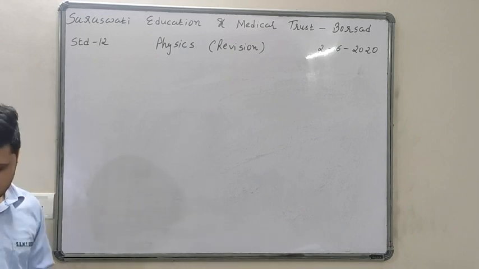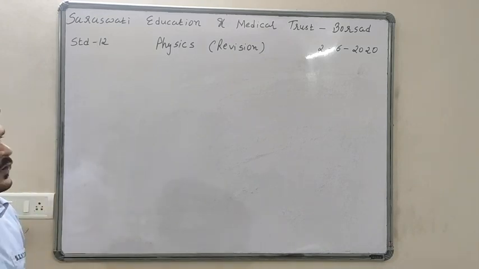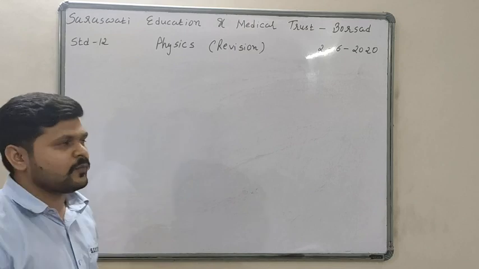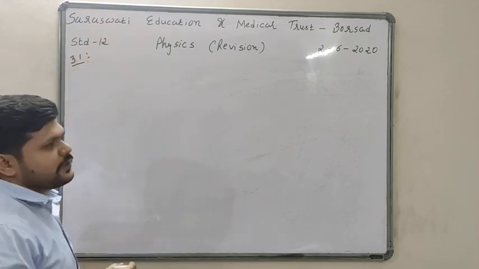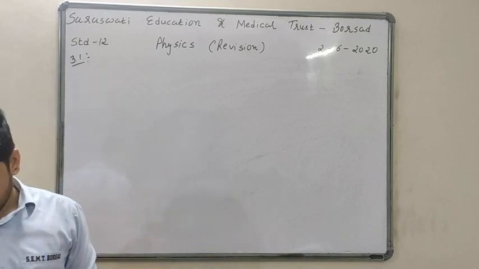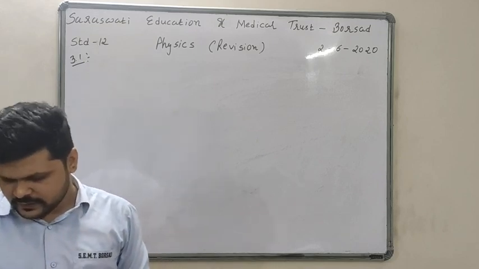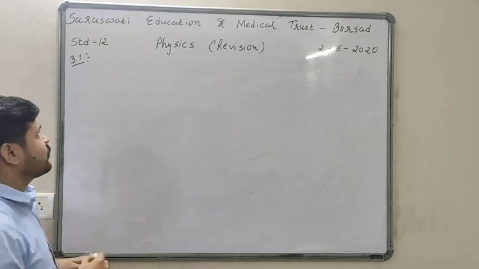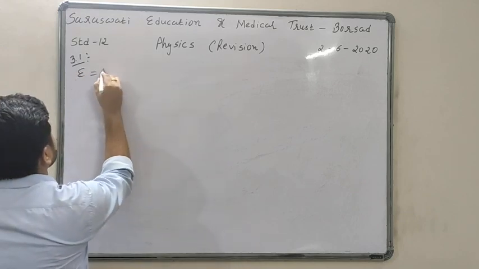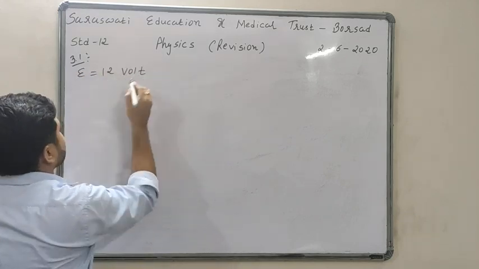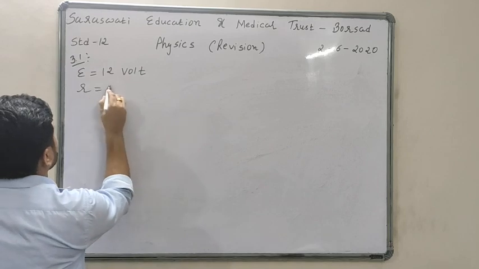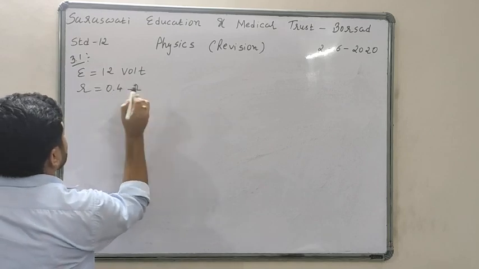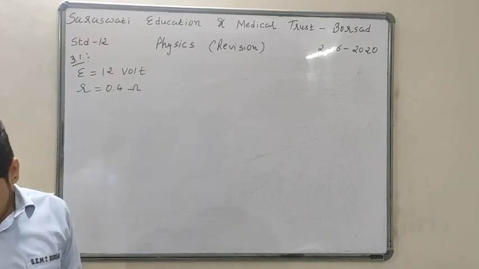Now we will see exercise number 3.1 and 3.30, because they are combined examples. First of all, 3.1. In 3.1 we are given a battery of EMF epsilon equal to 12 volt, and its internal resistance is 0.4 ohm.